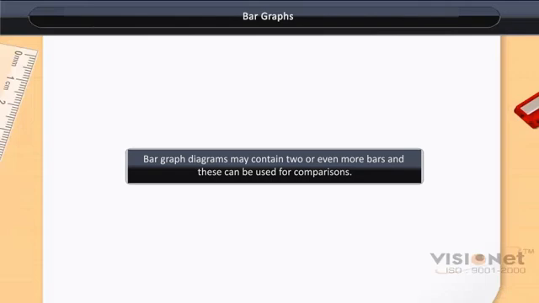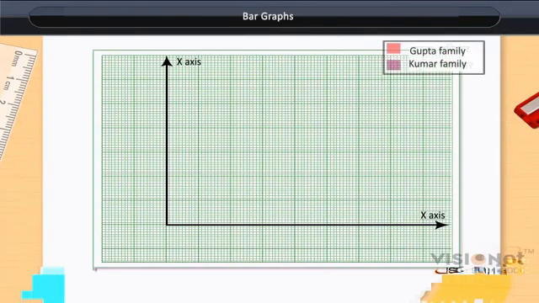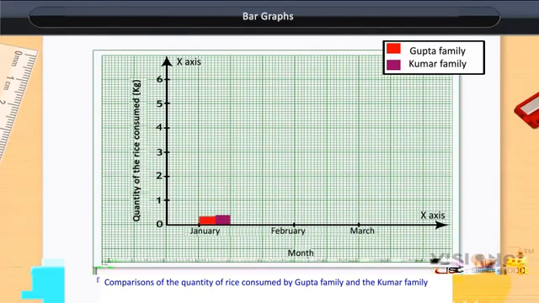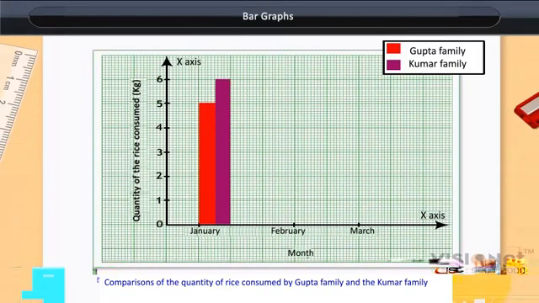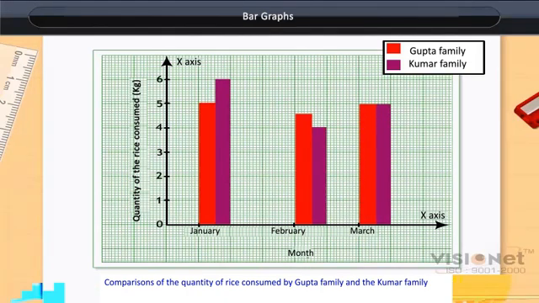Please consider the double bar graph. What information do we obtain from it? As compared to the Kumar family, consumption of rice by the Gupta family is lesser in the month of January. As compared to the Kumar family, the Gupta family consumed more quantity of rice in the month of February. In the month of March, both the Gupta family and the Kumar family consumed equal quantities of rice.